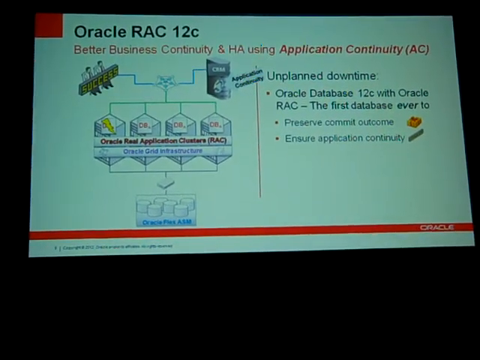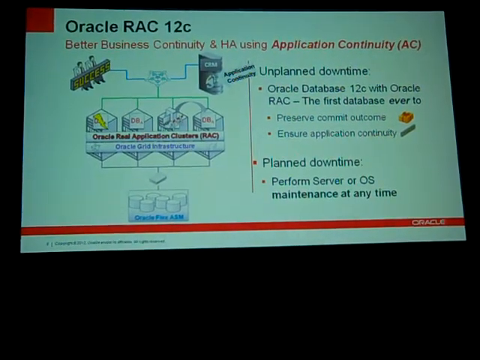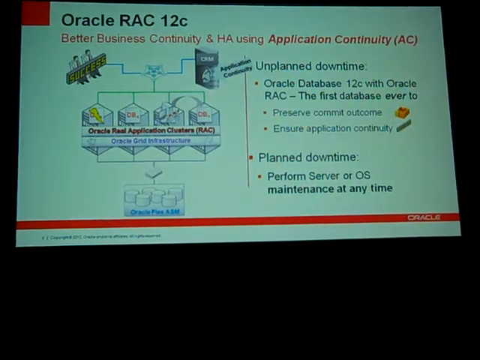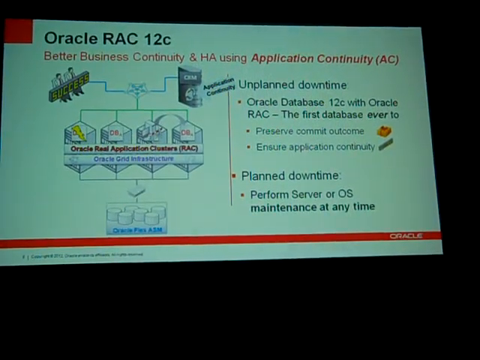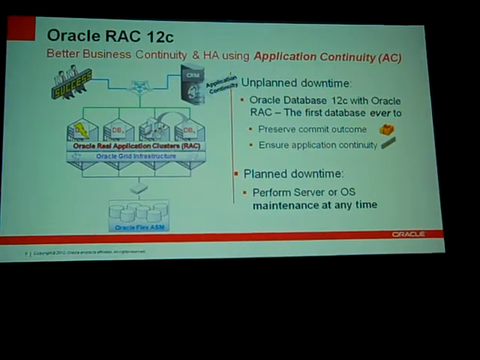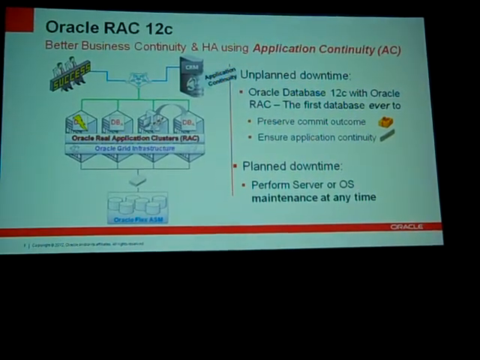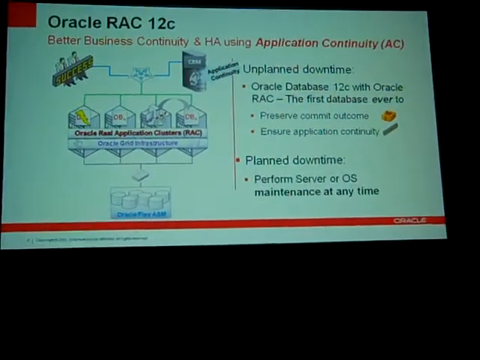And if you tackle this problem for unplanned downtime, the nice thing about it is we have actually tackled it for planned downtime. If we can take down a node any time, that basically means you can perform server OS maintenance at any time, because your application is not impacted. So by doing so, we have tackled planned and unplanned downtime, which was another goal for 12c. We didn't only want to tackle one of the two, we always wanted to have both of them in mind, planned and unplanned downtime.